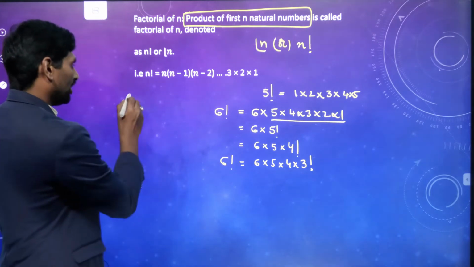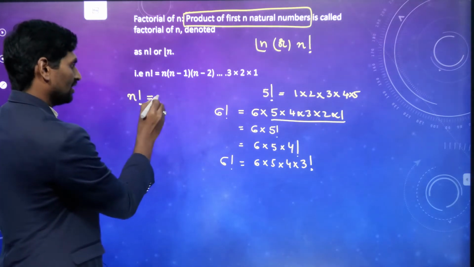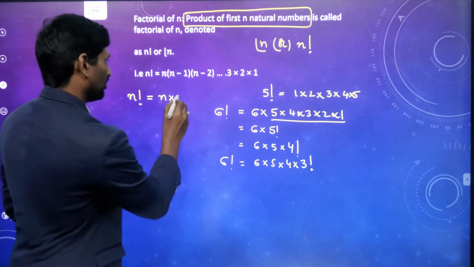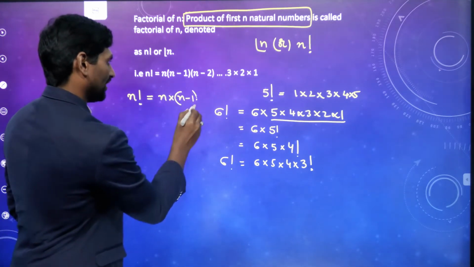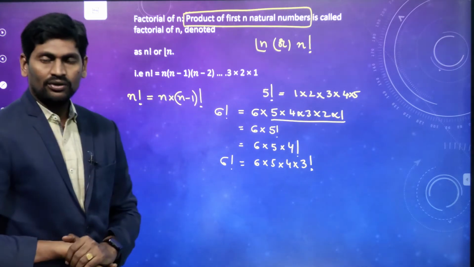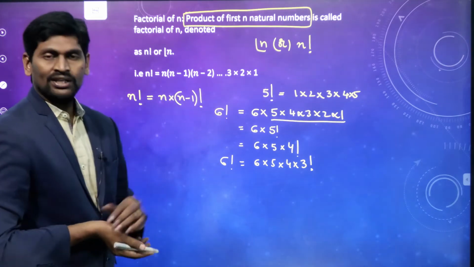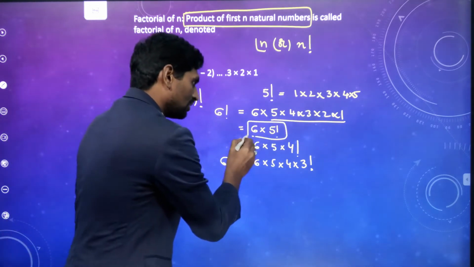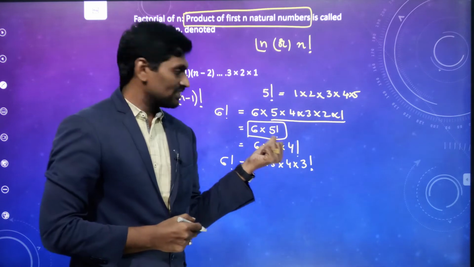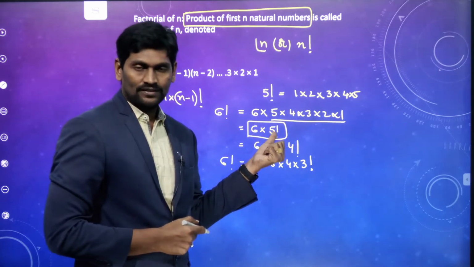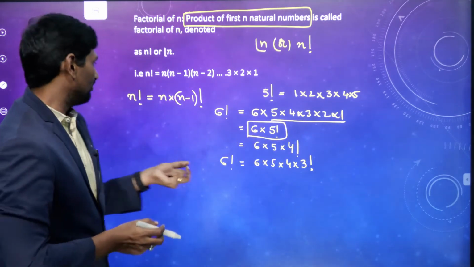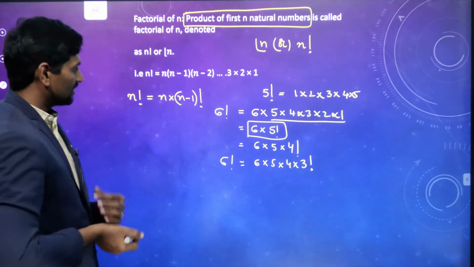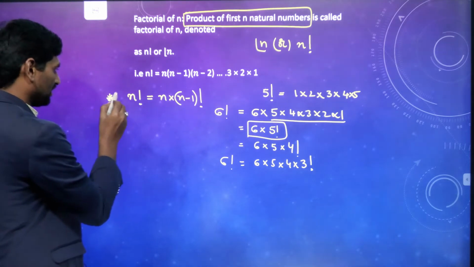Same way, how can we write n factorial? N into n minus 1 factorial. N factorial is nothing but n into n minus 1 factorial. Same like 6 factorial means 6 into 5, which is nothing but 6 minus 1. 6 into 6 minus 1 factorial, 6 into 5 factorial. Same way n factorial we can write as n into n minus 1 factorial. It is very, very important. That's why I have explained this.